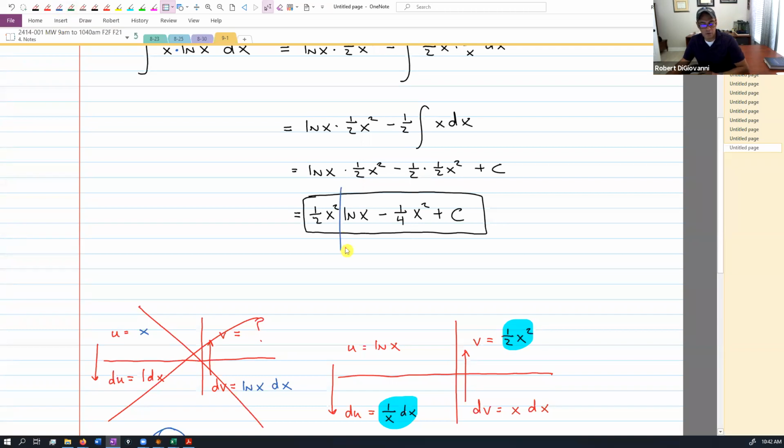I'm going to check it real quick. Take the derivative. There's a product rule. The derivative of the first one is just going to be x times the second one, plus the derivative of natural log, which is 1 over x, times the first one, 1/2 x squared, and then minus the derivative of this one, which is 1/2 x squared, or sorry, 1/2 x.